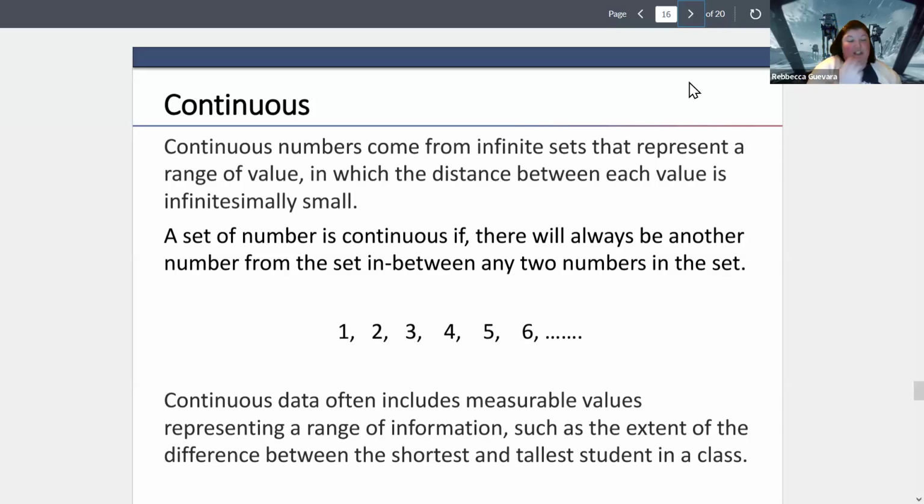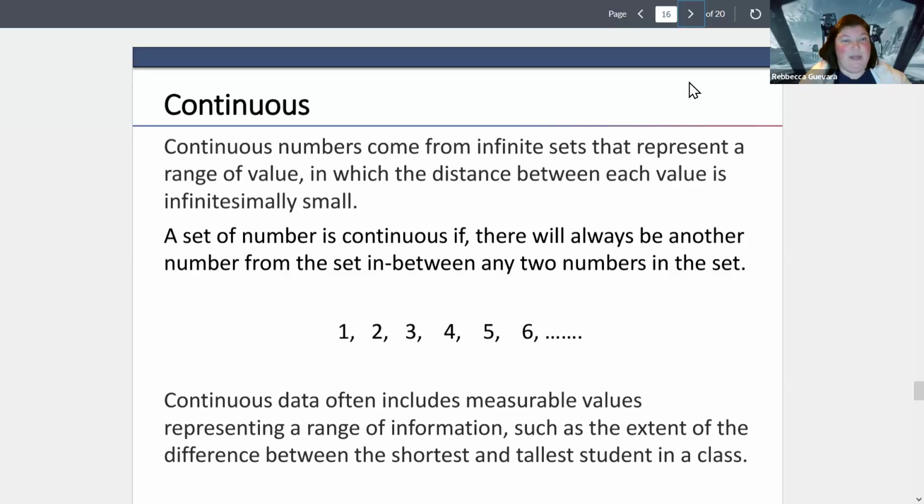So when you're talking about the difference between integers, you go from 2 to 3, the difference between those is 1. If you go from 3 to 4, the difference is 1. That distance stays the same. But when you're talking about continuous numbers, the distance can be infinitesimally small because you can have 1 and you can have 1.01 or 1.001 or 1.0001, and those zeros keep going to infinity, and what you get is the difference between 1 and its next number is almost non-existent. It's infinitesimally small. So a set of numbers is continuous if there will always be a number from the set in between any two numbers in the set.